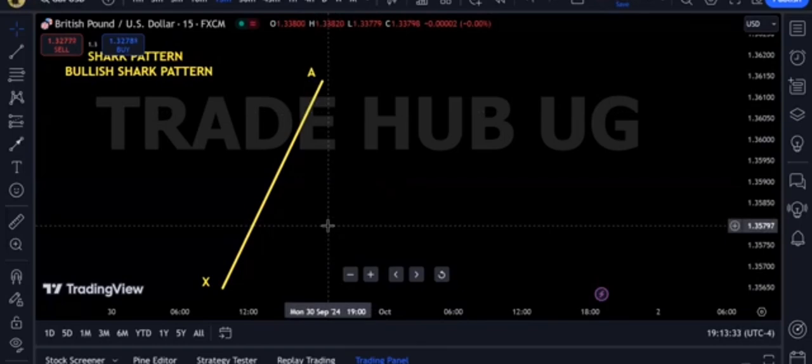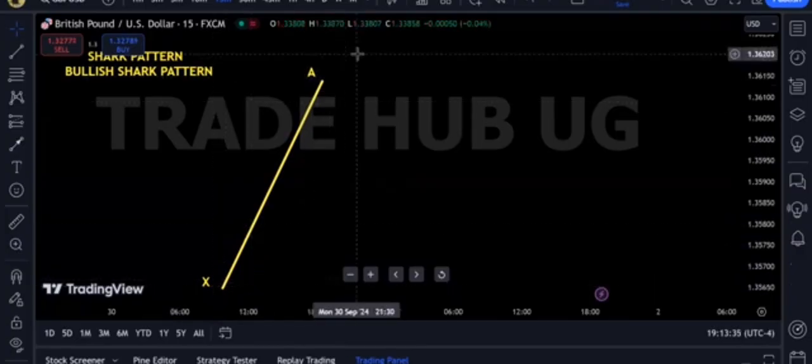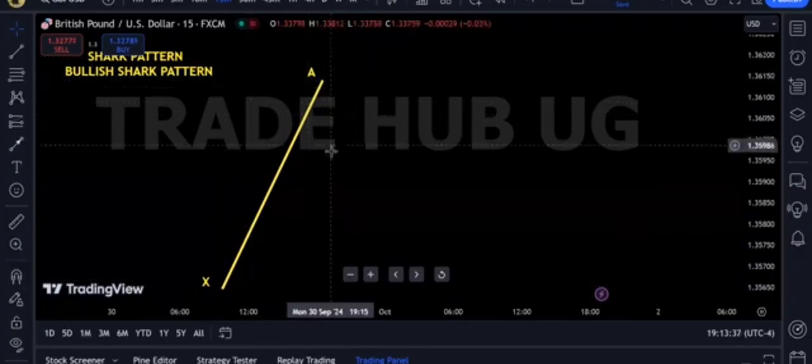So what I can assure you. So this is X to A, 100% retracement level. Now we need B.